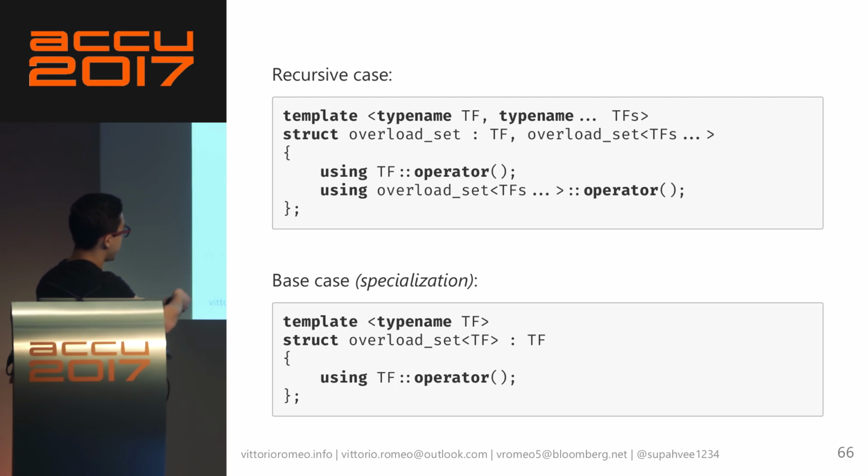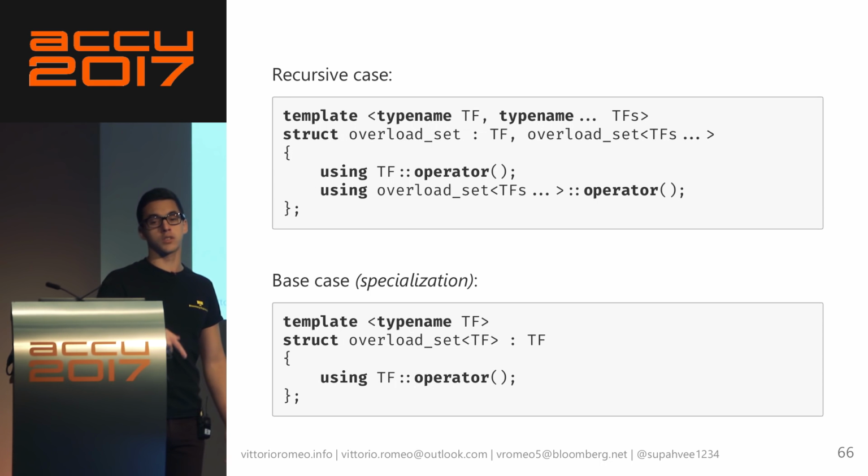So the idea is that the base case is a specialization of the recursive case, which takes any amount of function objects. And the base case is simply, given a function object, I just want to expose its operator call. And that's it. For the recursive case, we expose the first function object's operator call, and then we use a recursive using declaration on an overload set of the rest of the functions. So if, for example, we have two function types, the first one will be exposed here, then the recursion here will hit the base case, and it will expose the other one for us. So this is what you need to build an overload set out of arbitrary types in C++14.